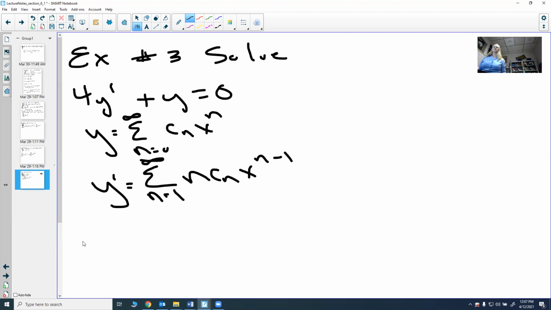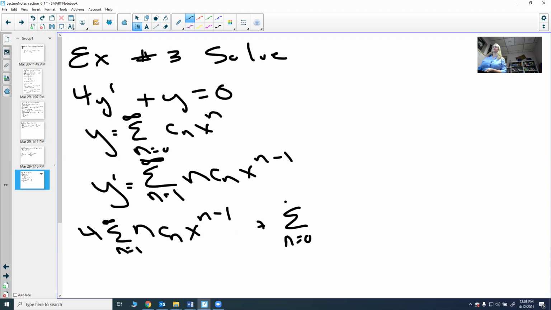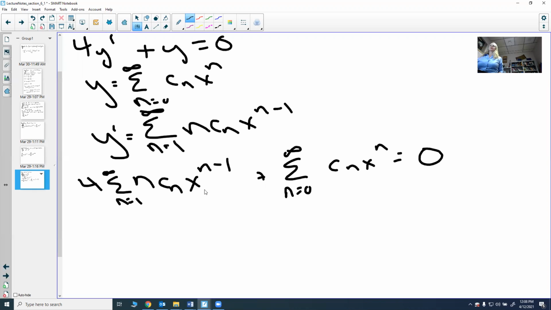Now we can plug it in. So we've got the derivative plus the original y, which is the summation n equals 0 to infinity of c sub n x to the n, equals 0. So great. Now what we want to do is find a way to combine these into one sum, so we can factor that x to the n out and find out what those constants are. That's the whole idea. We want to find out what those coefficients are.